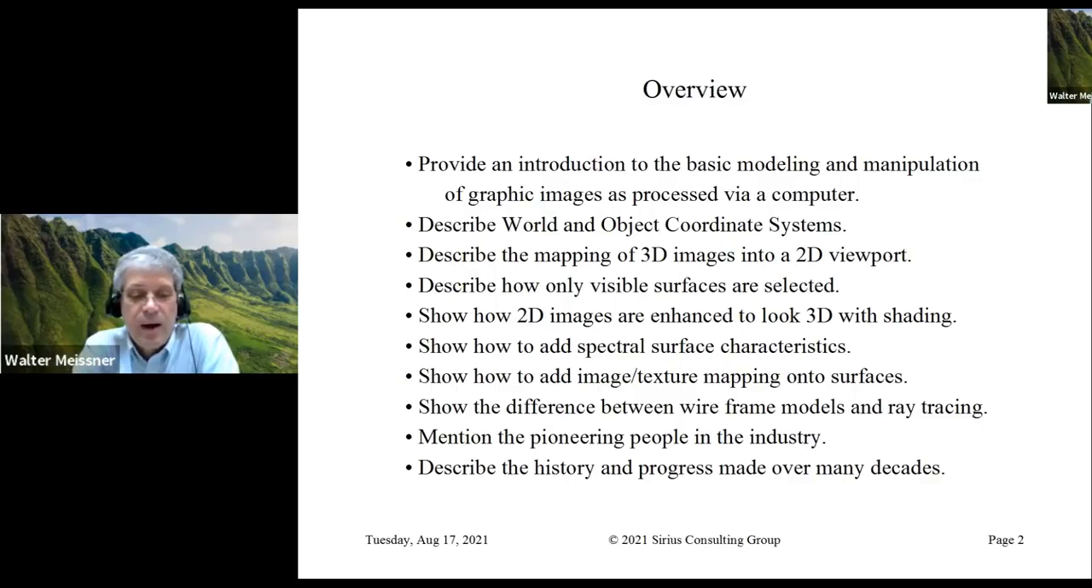I'll describe how only the visible surfaces are selected. I'll show how 2D images are enhanced to look 3D with shading. I'll show how to add spectral surface characteristics, image and texture mapping onto the surfaces. I'll show the difference between wireframe models and ray tracing. I'll mention some of the pioneering people in the industry, and I'll be going over the history and progress made over many decades.